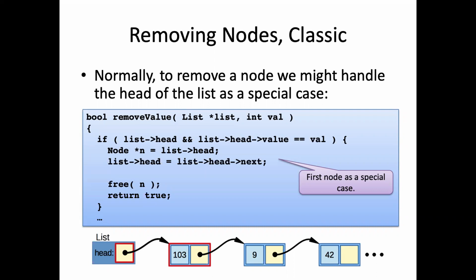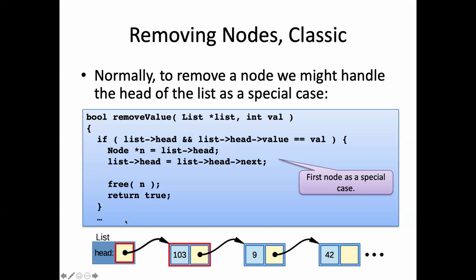If the value I'm looking for is in the first node, then to remove it, I need to change the head pointer to the list. That's what I've drawn down here. If you've got a linked list, this list object contains a head pointer that points to the first node. And then, of course, each node points to the one after it using its next pointer. If you wanted to remove this 103 value, that requires changing the head pointer. So we can handle that as a special case.